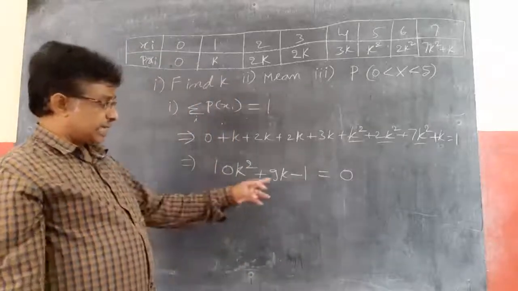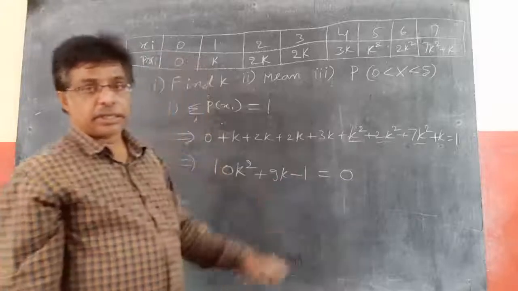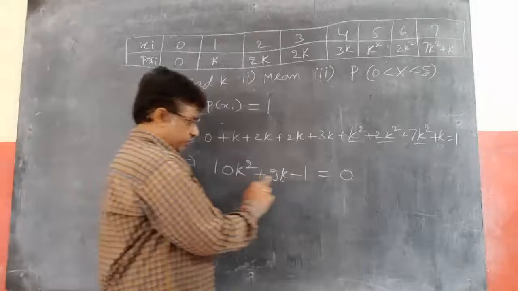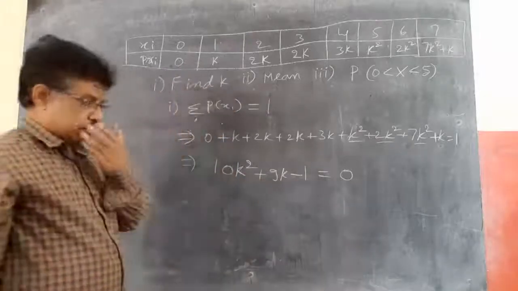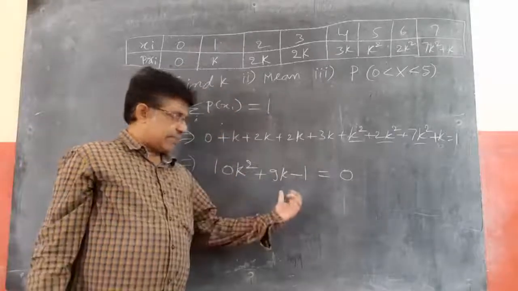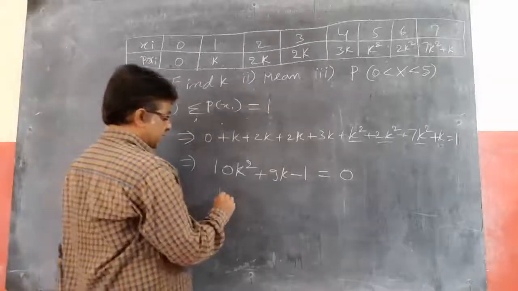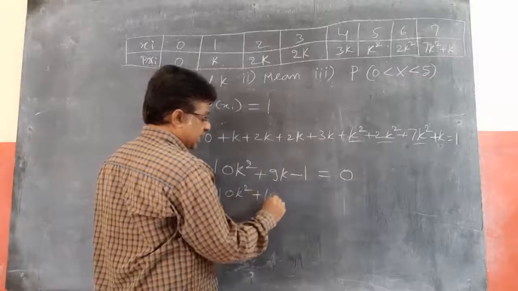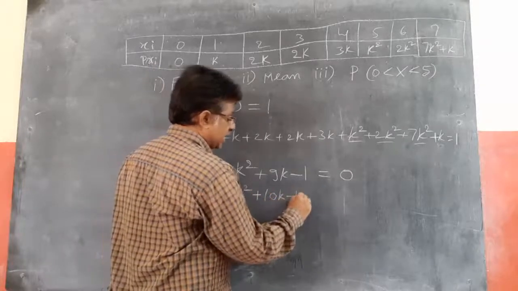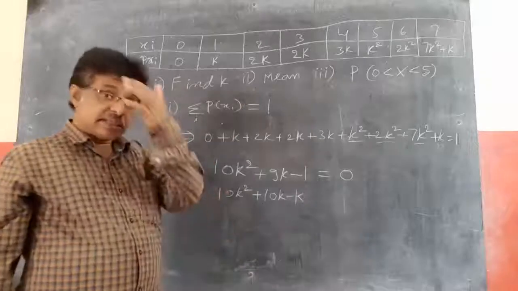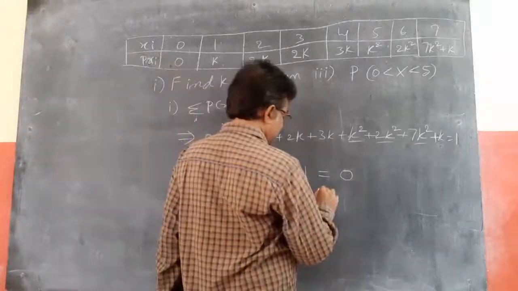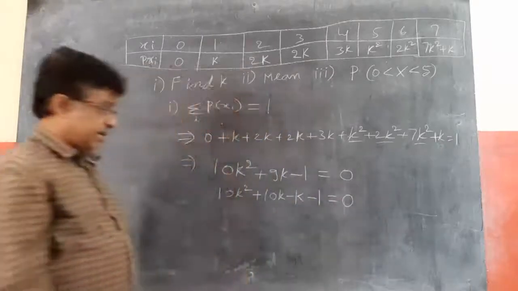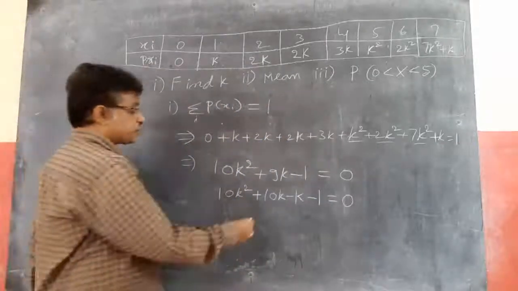Now this is a quadratic equation. You can find the roots by splitting the middle term, factorization method or formula method, your choice. I am doing splitting the middle term. 10 times 1 is 10, 10 minus 1 is 9. So 10k square, 9k I can write as 10k minus 1k: 10k square plus 10k minus k minus 1 equal to 0.